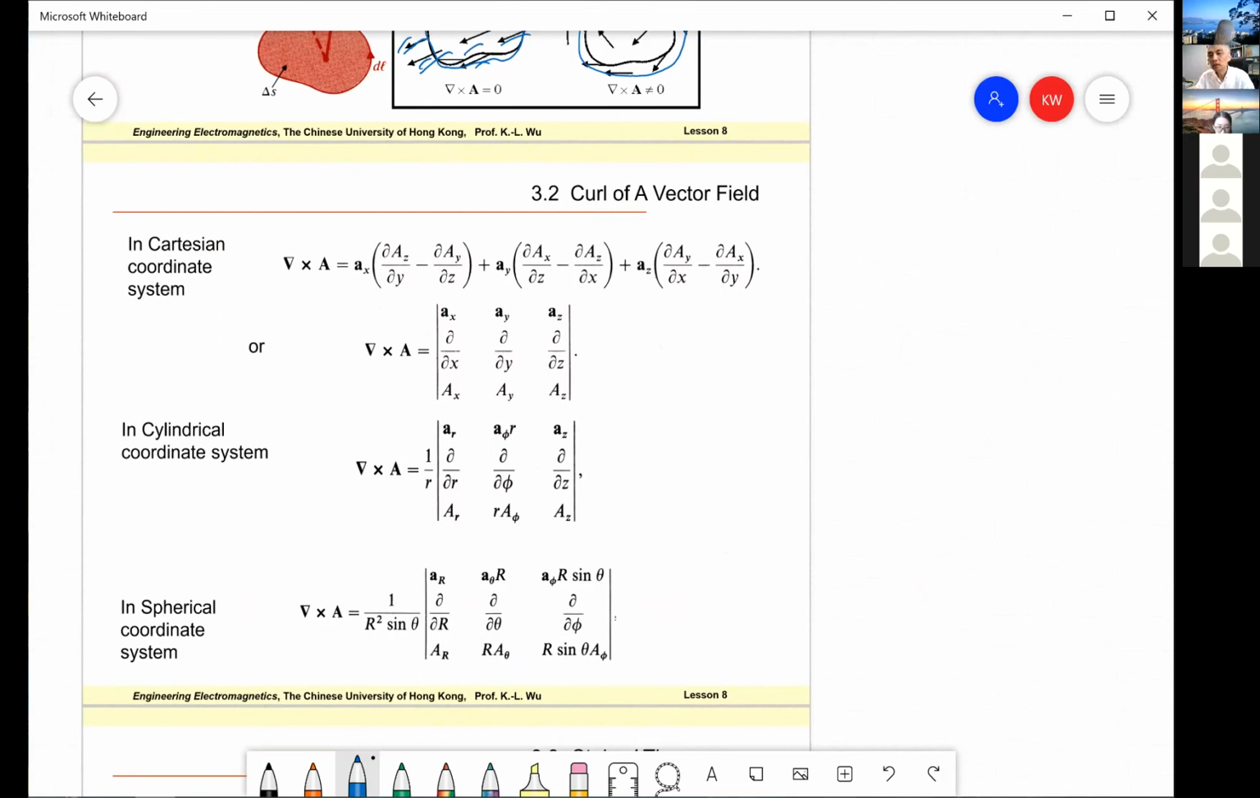Then the mathematical expression for circulation, in the rectangular coordinate system, we already defined. In the cylindrical and spherical coordinate systems, we can find its mathematical expression. We don't derive this, and I don't ask you to remember it, but for the rectangular coordinate system, you need it.